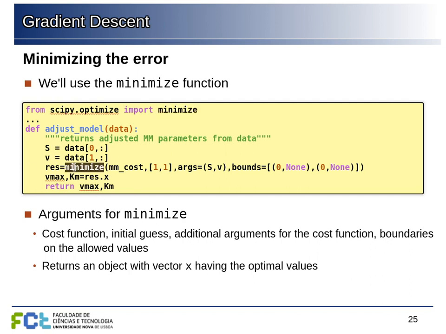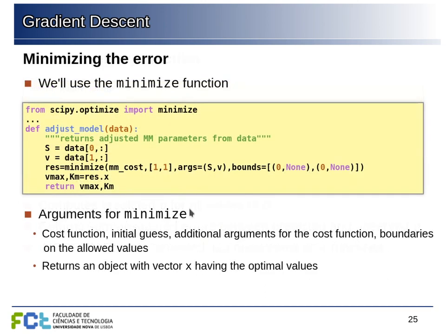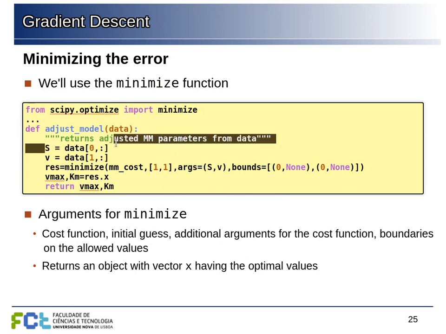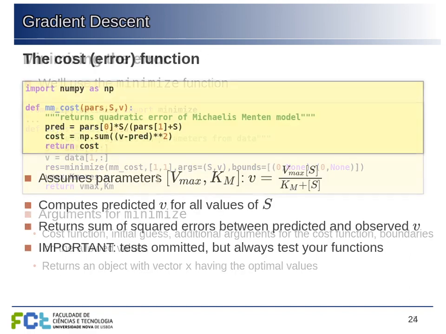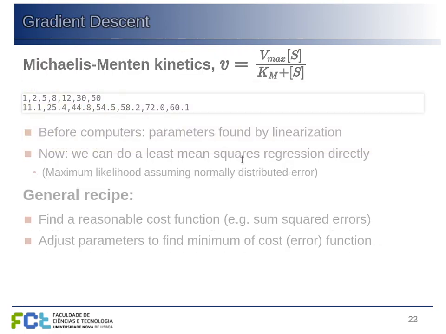So what we need to do in this case is just to give the cost function that we want to minimize, and this function must be of this format. It's going to receive all the parameters in a tuple, and it may have additional arguments that we specify here. So these are the additional arguments that we took from the data. The concentrations of substrate are in the first row of our matrix, and the velocities are in the second row. So this is our matrix here with the concentrations of substrate and the initial velocities we measured.